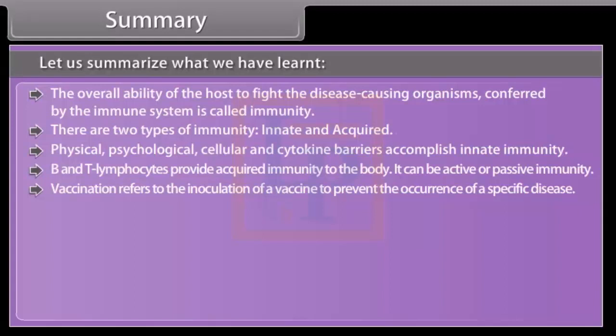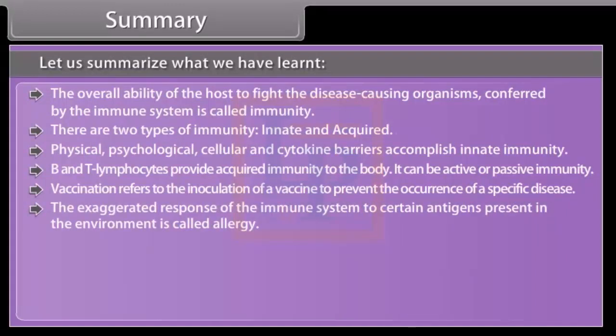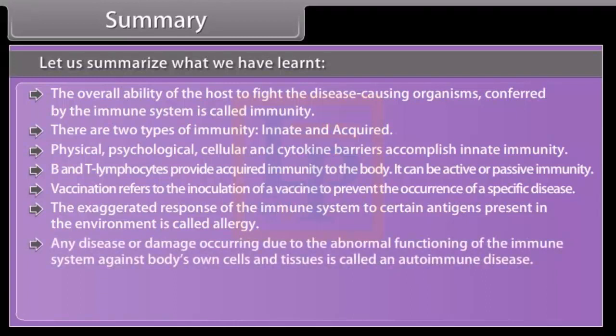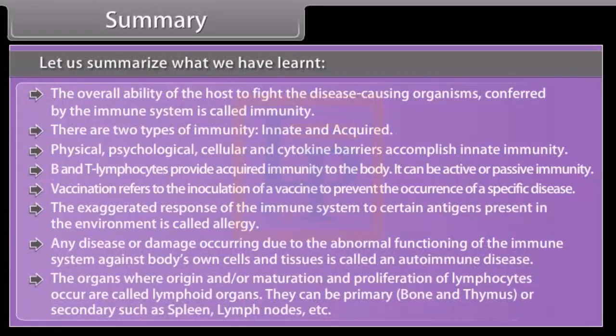Vaccination refers to the inoculation of a vaccine to prevent the occurrence of a specific disease. The exaggerated response of the immune system to certain antigens present in the environment is called allergy. Any disease or damage occurring due to the abnormal functioning of the immune system against body's own cells and tissues is called an autoimmune disease. The organs where origin and/or maturation and proliferation of lymphocytes occur are called lymphoid organs. They can be primary, bone marrow and thymus, or secondary, such as spleen, lymph nodes, etc.